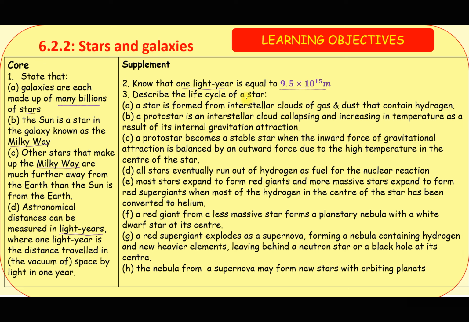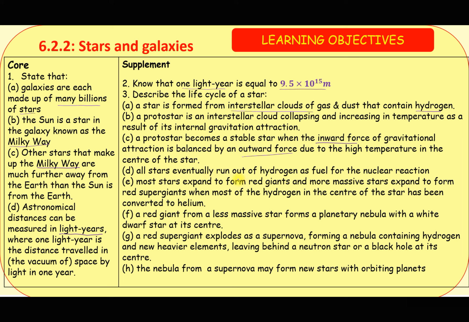Describe the life cycle of a star. A star is formed from interstellar clouds of gas and dust that contain hydrogen. A protostar is an interstellar cloud collapsing and increasing in temperature as a result of its internal gravitational attraction. A protostar becomes a stable star when the inward force of gravitational attraction is balanced with the outward force due to high temperature in the center of the star.